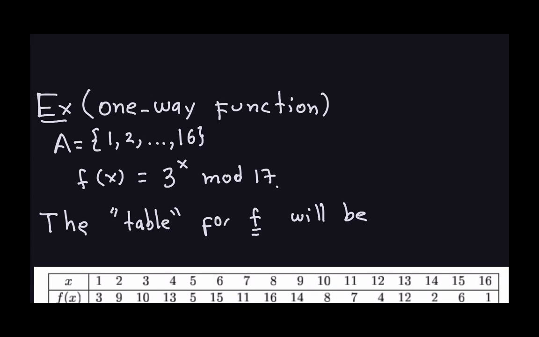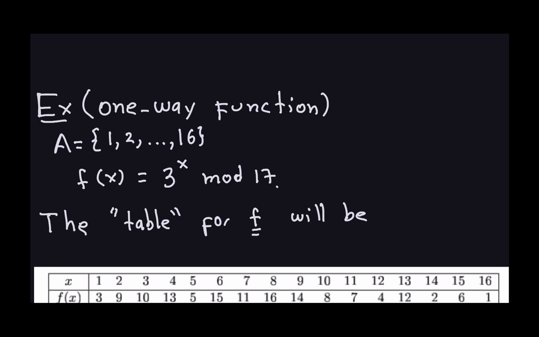All right, so what we want to do here is give you some examples of one-way functions. So let's look at some examples of one-way functions. Let's say my inputs are 1 through 16, all the whole numbers from 1 through 16. And my mathematical expression for f of x would be 3 to the x, whatever the input is, and then modulo 17. So the remainder when you divide it by 17.